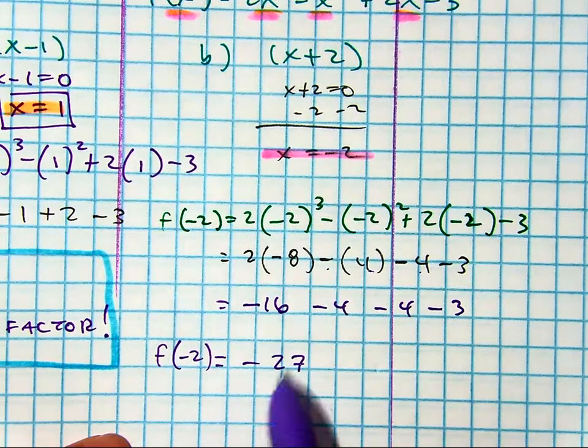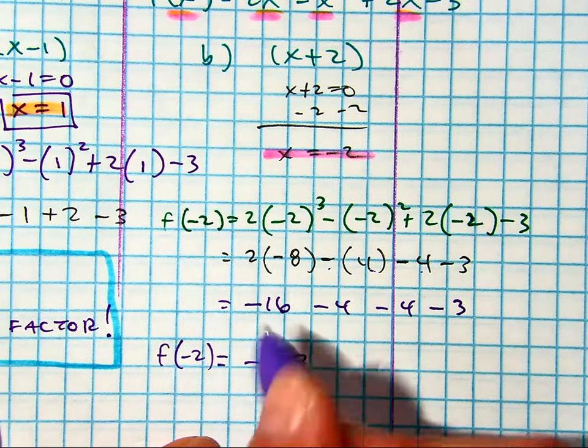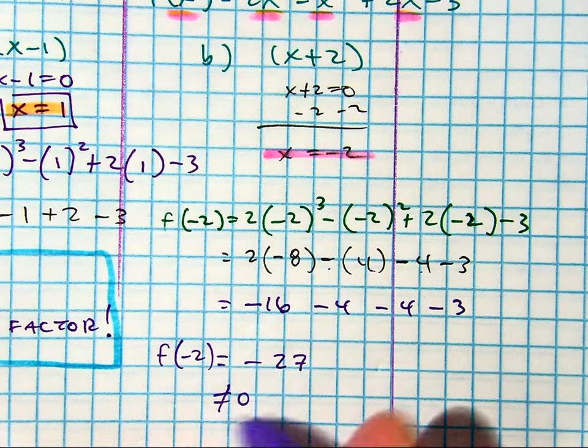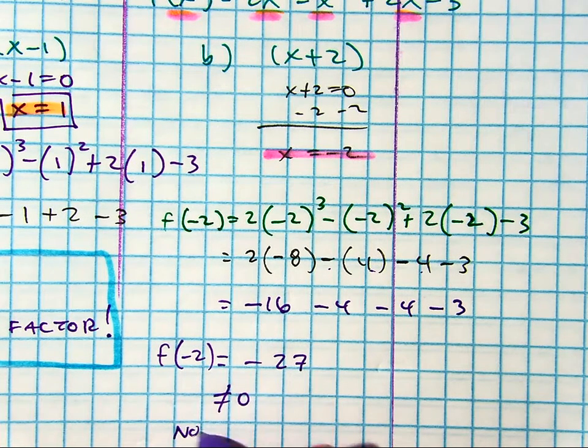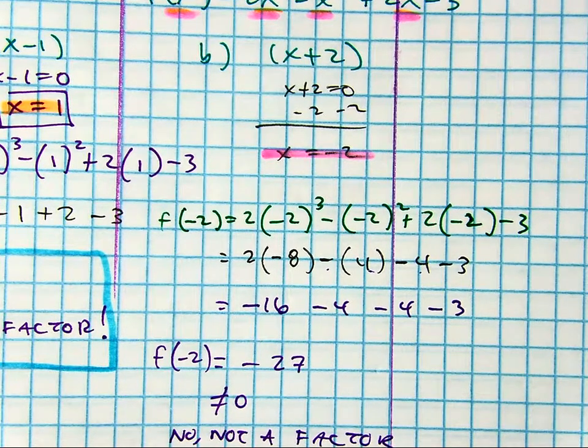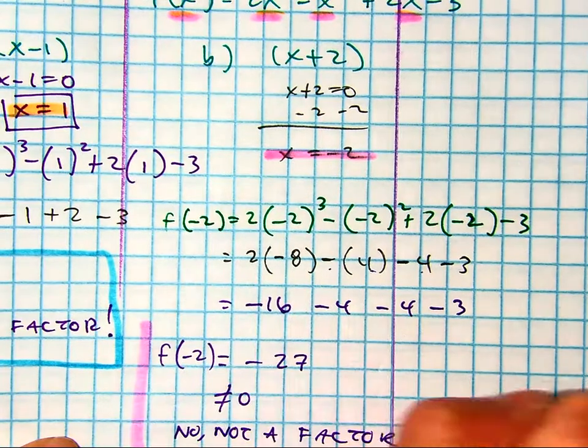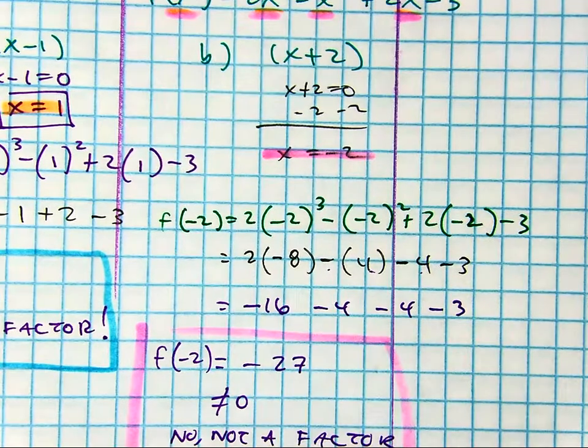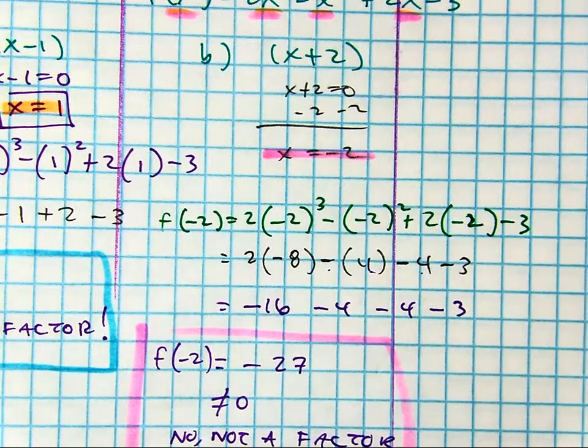Class, is this equal to 0? It's not equal to 0, therefore it's no, not a factor. Okay, so when I put in x equals negative 2, because it's not equal to 0, according to the factor theorem, it is not a factor.